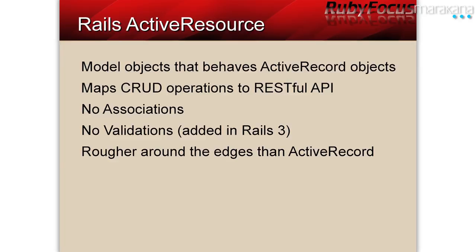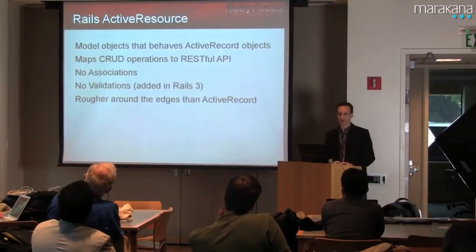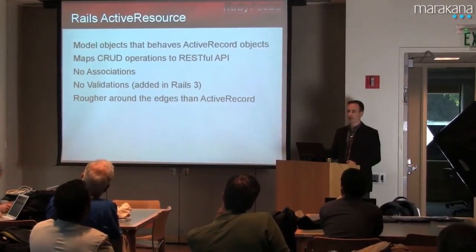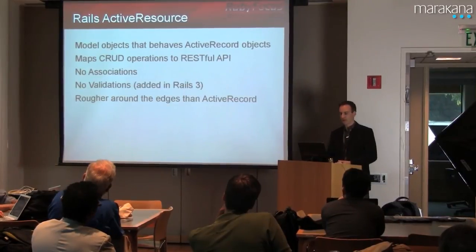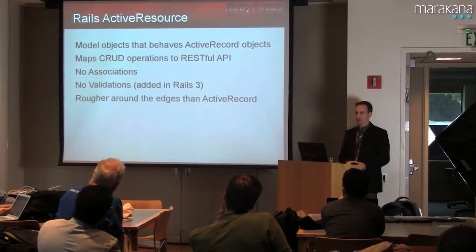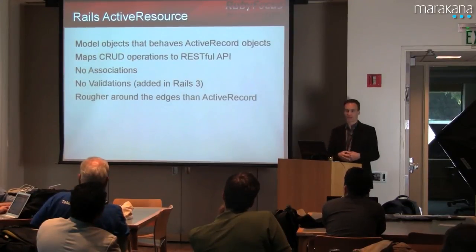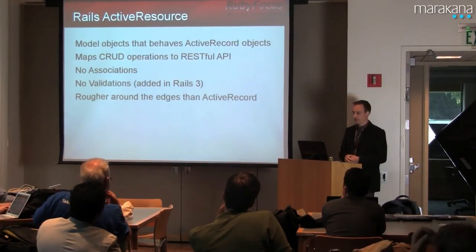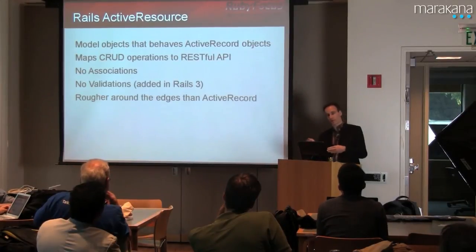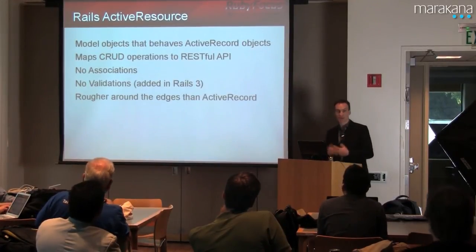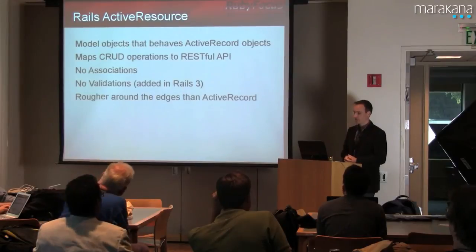So ActiveResource, the basic concept or the basic promise is that ActiveResource models look like models from ActiveRecord. And in Rails 3, this is going a step further with the ActiveModel concept. They map the CRUD operations, so you can do model.create or .save or .destroy. Those all map, and then they call the corresponding controllers on your RESTful actions. And we'll see that in a little demo in a bit.